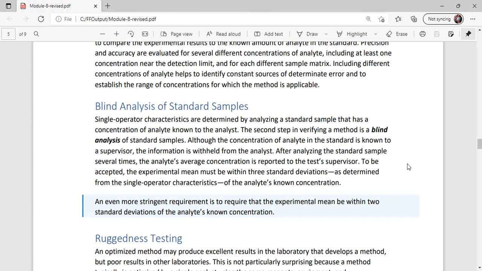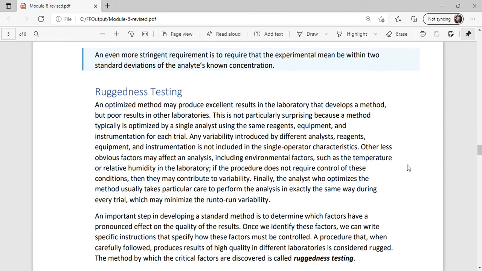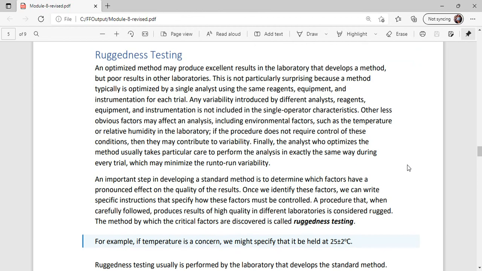Now, for your ruggedness testing, an optimized method may produce excellent results in the laboratory that develops the method but poor results in other laboratories. This is not particularly surprising because a method is typically optimized by a single analyst using the same reagents, equipment, and instrumentation for each trial. Any variability introduced by different analysts, reagents, equipment, or instrumentation is not included in a single operator characterization.